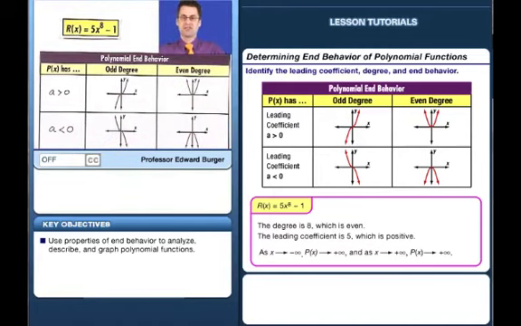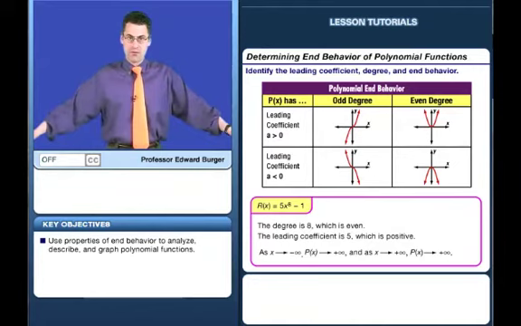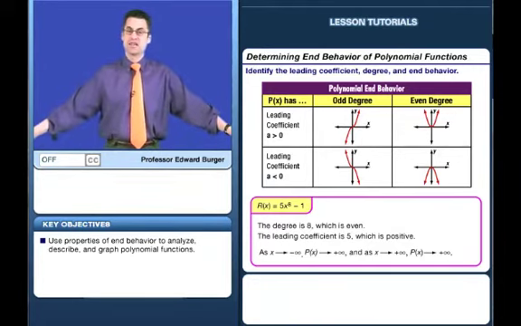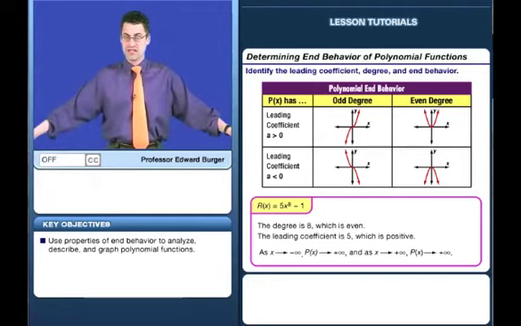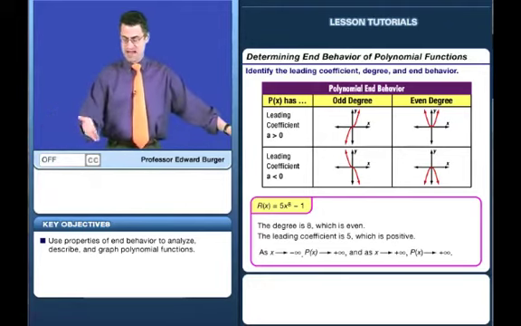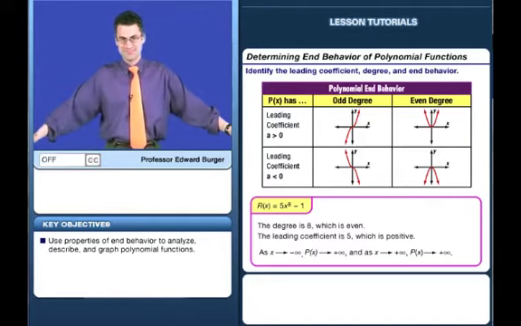Anyway, just by looking at the degree of the polynomial, the power on the highest power of x, we get a sense of what the graph might look like. And looking at the coefficient in front of that, also known as the leading coefficient, we can tell if the thing is a happy-faced or a sad-faced graph.